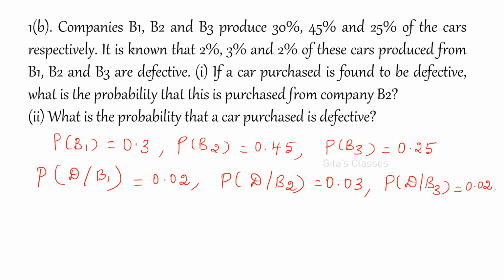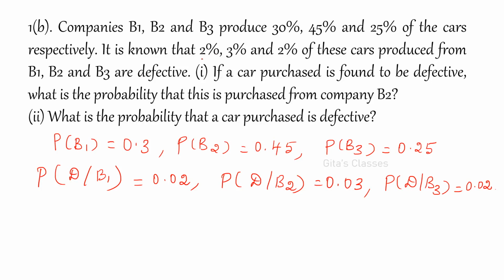So second one, companies B1, B2 and B3 produce 30%, 45%, 25%. So there are three companies. First company produces 30% of the cars, so 0.3, and second company is producing 45%. Therefore, probability that the car is produced by B2 is 0.45, and for the third company it is 0.25. Right. Next is what is given.